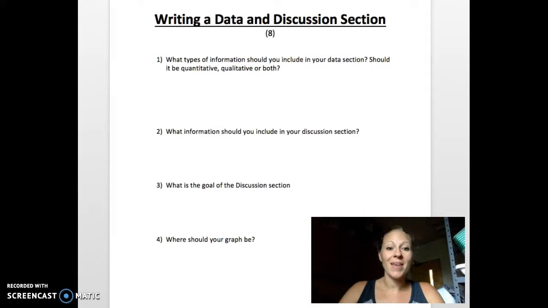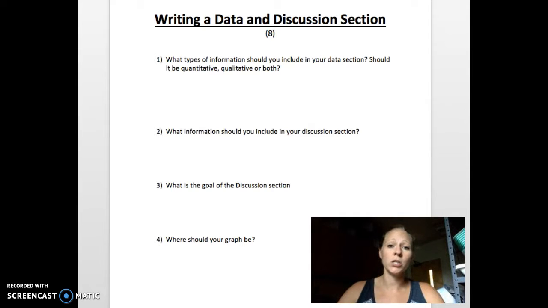All right, we are now at the writing a data and discussion section of our inquiry packet. So far, we've collected a whole bunch of information, and now we need to start organizing it in a way that we can present it in a lab report. Because we're already at our data section, we've already completed up to and including the procedure. Now we need to write the data section.